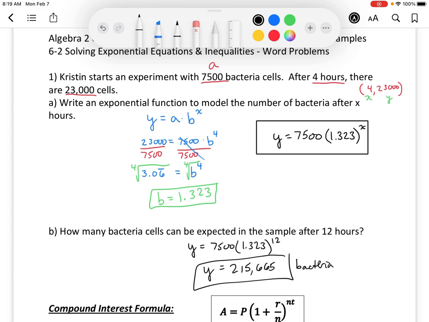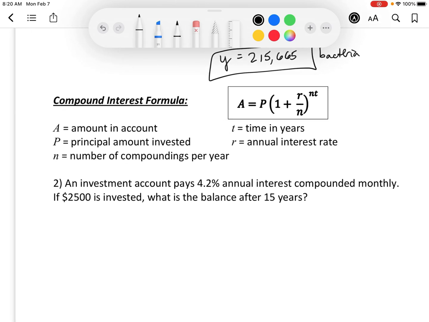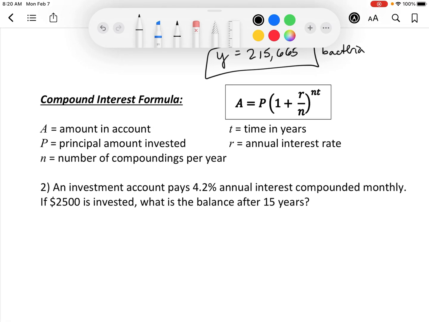Okay, that's writing an exponential function given a word problem. Remember, you need your a and your b. Sometimes you'll have to find your b if you're given an ordered pair. Now, another type of exponential word problem we can face is a compound interest word problem. Here we have plenty more variables that you need to know. We have P, which stands for the principal amount invested. The principal is how much it starts with, kind of like the 7,500 we just did.